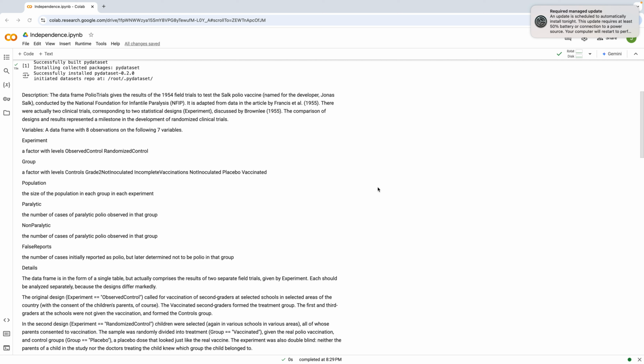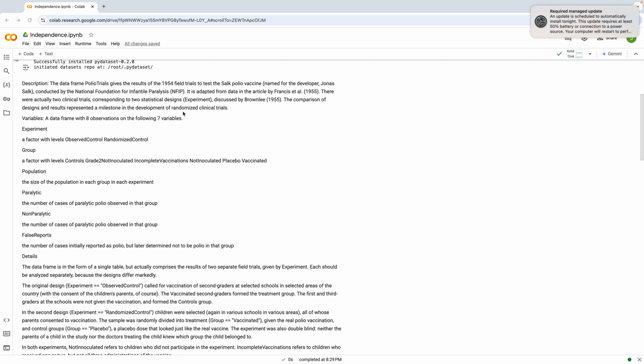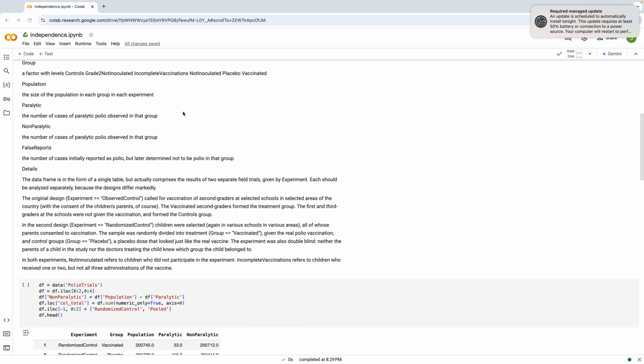This data set comes from Pi data sets, called polio trials, and is the results of the 1954 field trial tests of the Salk polio vaccine, and the data collected also in 1955 from the NFIP. Okay.